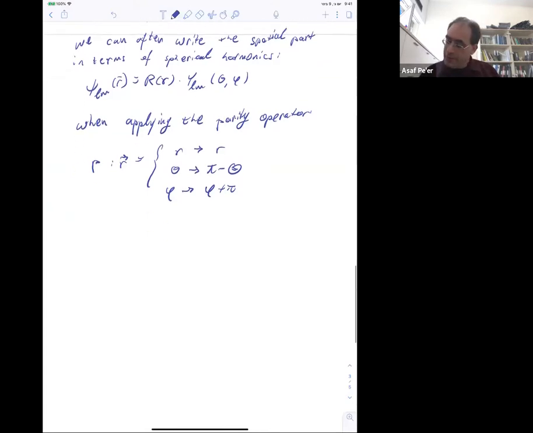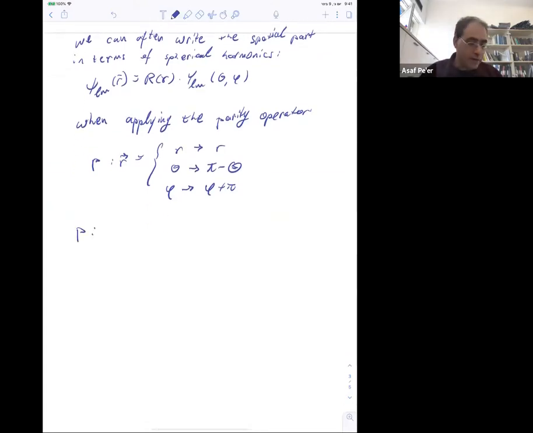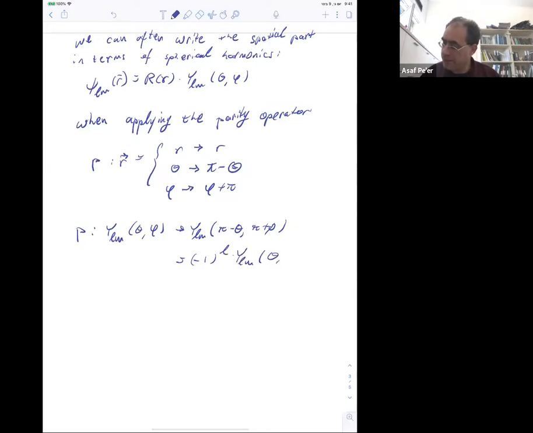So under parity, parity acting on Y_lm of theta and phi gives us Y_lm of pi minus theta and pi plus phi, which, if you're familiar with the Y_lm, is just minus 1 to the power L times Y_lm of theta and phi. Okay, just open the Y_lms.